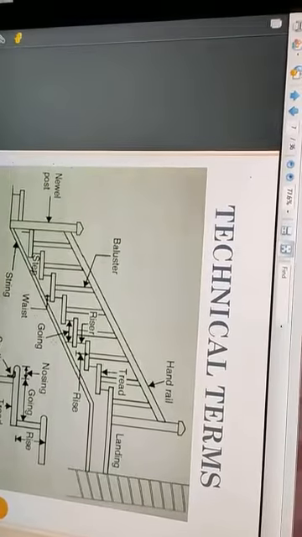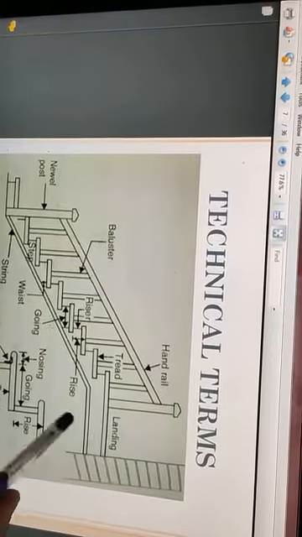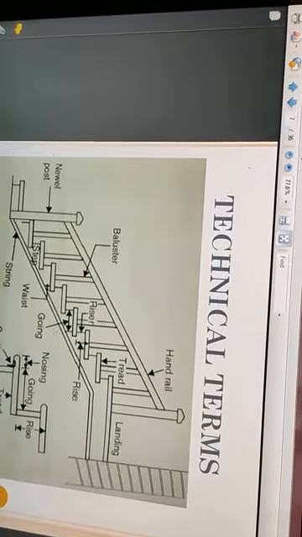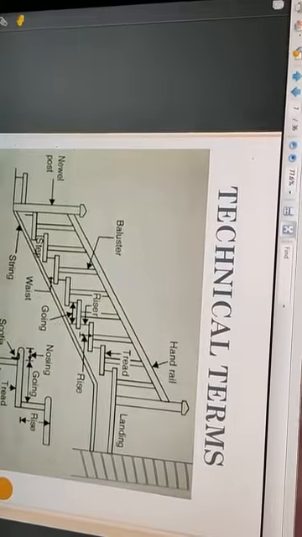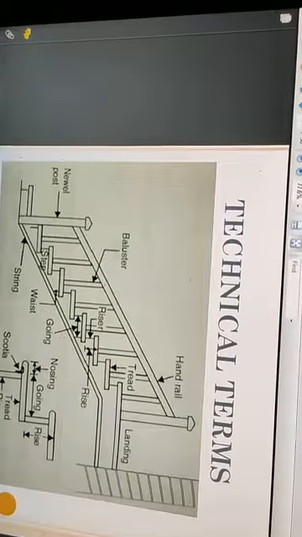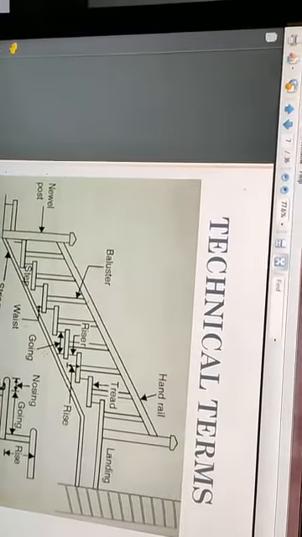And the landing, here you can see, this is the landing. A landing is a level platform at the top or bottom of a flight between the floors. And you can see the flight, right? This is an unbroken series of steps between landings.